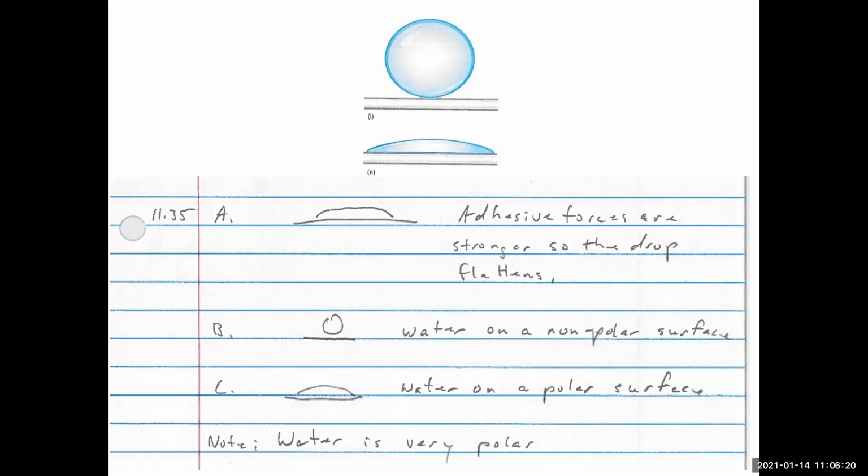Non-polar. Why do you say that? Because if it was polar, it would stick together. Yeah, it would mush down like this. So in these two examples, assuming this is water in the drop, the top one, that surface is non-polar. This one is more likely polar because it's mushing in with it. It's interacting more with it.